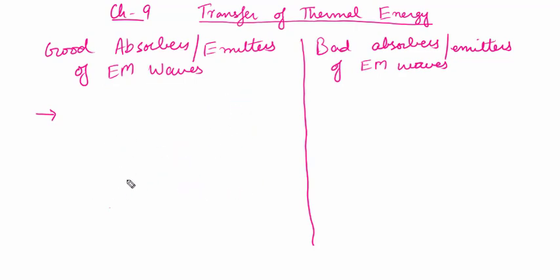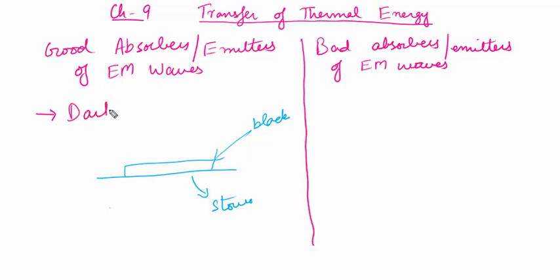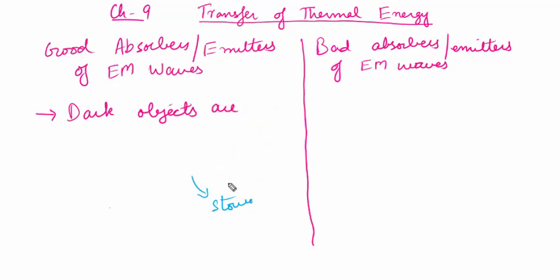For example, we have a stove. On the stove we put a black metal at the top. This is the black metal and this one is the stove. We use the black metal because black metal is a good emitter of heat, so it's easy for it to emit as much heat as it can. So we can say that dark objects are good absorbers and emitters of heat.